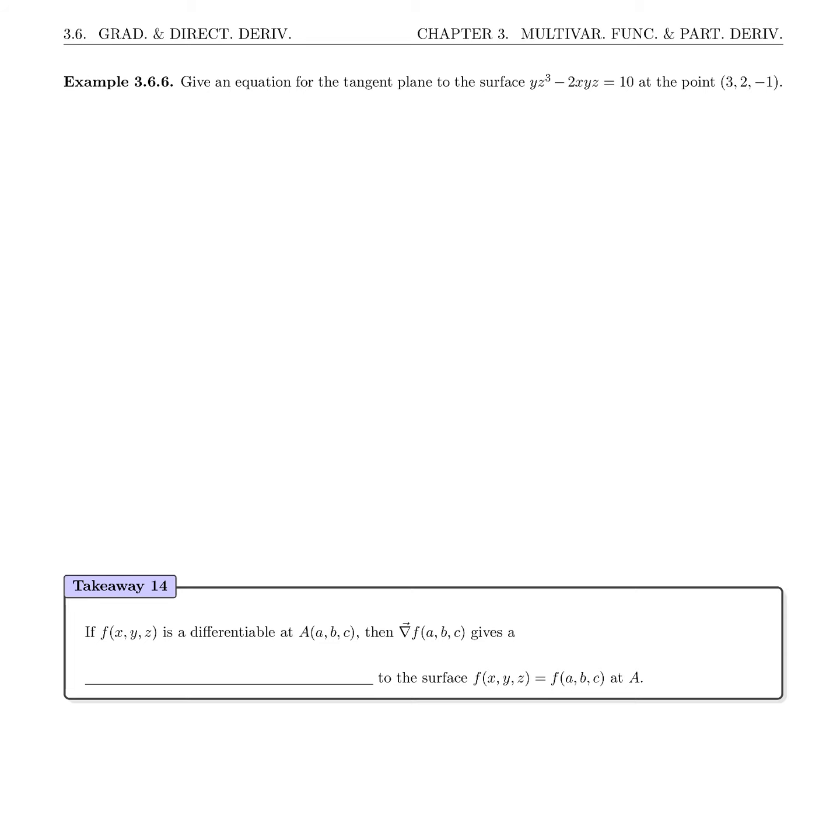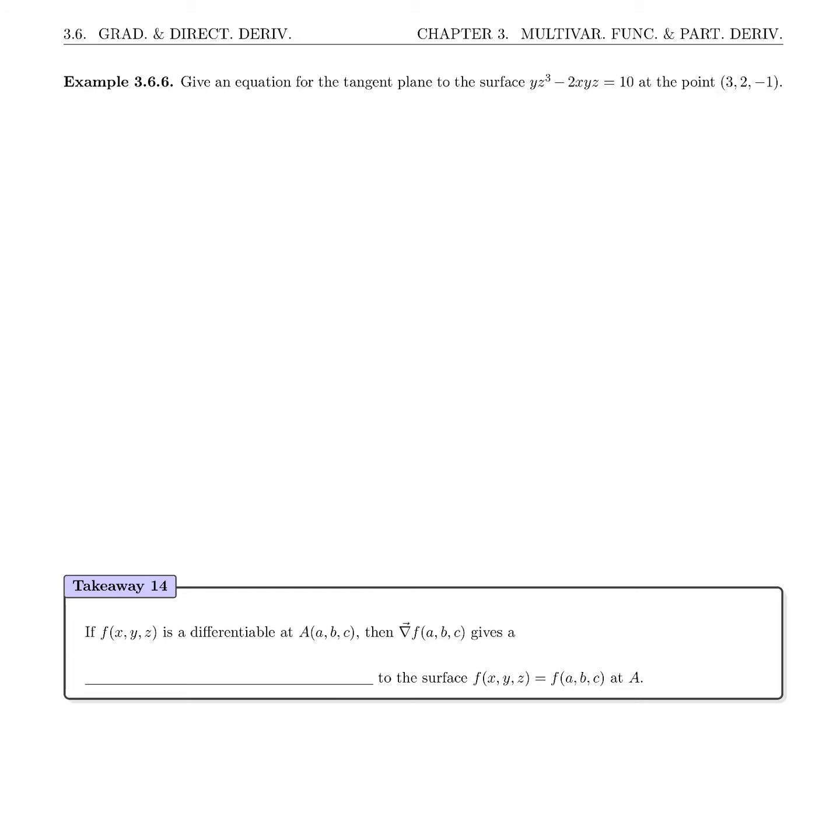This is the last video in section 3.6 on the gradient and the directional derivative. We will do example 3.6.6 and takeaway 14. The example asks us to give an equation for the tangent plane to the surface yz cubed minus 2xyz equals 10 at the point (3, 2, -1).